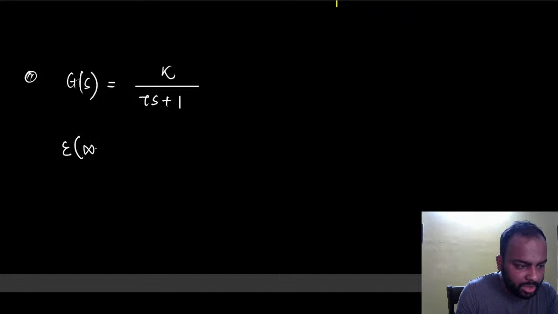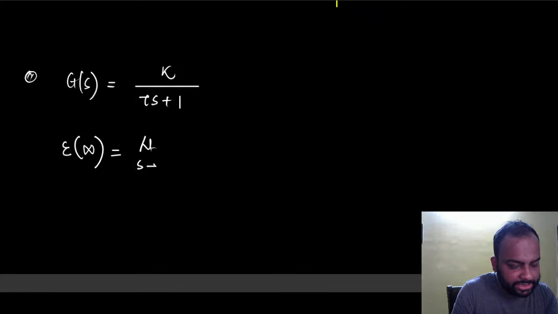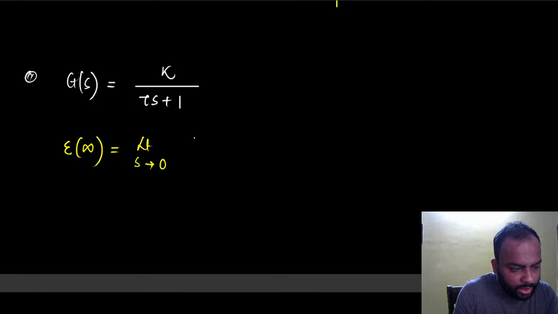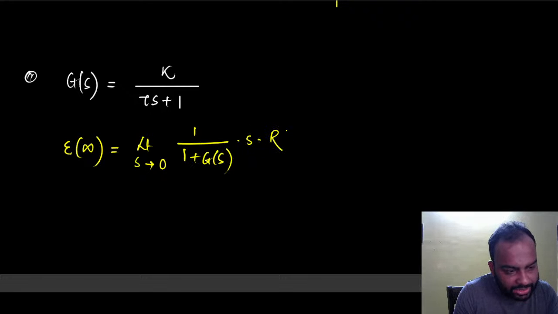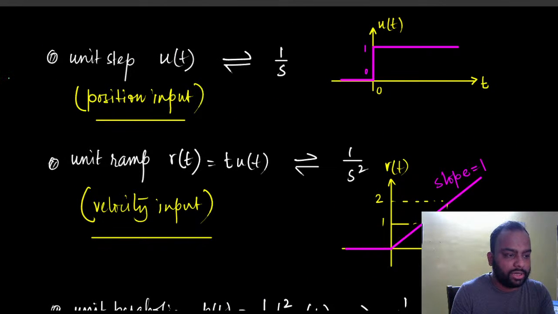So if this is it, then what is E infinity? Now I have a problem. What problem do I have? I want to calculate E infinity, and I know E infinity is the limit as s tends to 0 of 1 by (1 plus G(s)) times s times R(s). But unless I know about R(s), I do not really know what to do with this, because I know G(s). I would also need to know the input signal. Under this condition, I would have 3 different possible inputs.